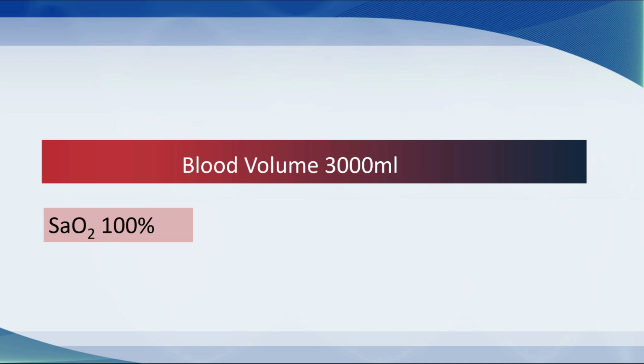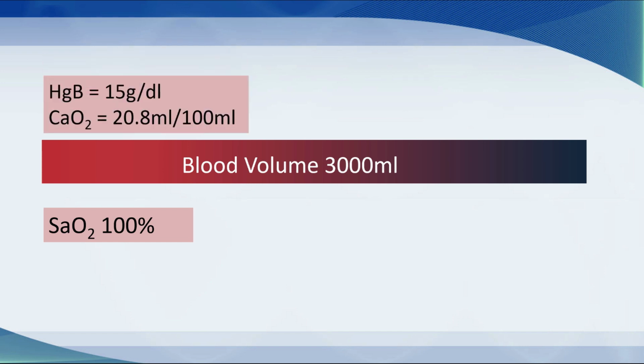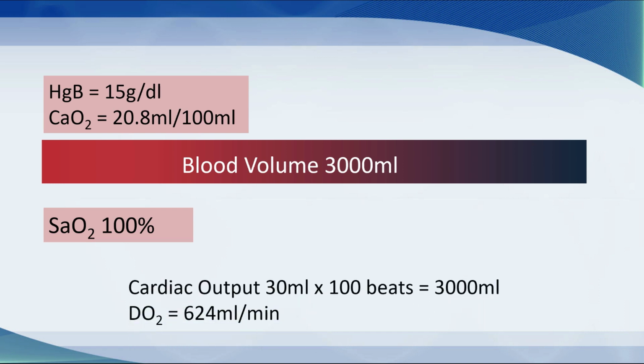Imagine now a situation where 2 liters of blood has been lost. The blood volume is now 3,000 mils, but strangely, the hemoglobin is 15 grams because the patient has just lost blood, not being resuscitated. The arterial content is 20.4 mils per 100 mils. It hasn't changed. The saturation is 100%. The cardiac output is much lower. Now we have a smaller stroke volume with a faster rate. So it's 30 mils multiplied by 100 beats, or 3,000 mils. And this gives us an oxygen delivery of 624 mils per minute.